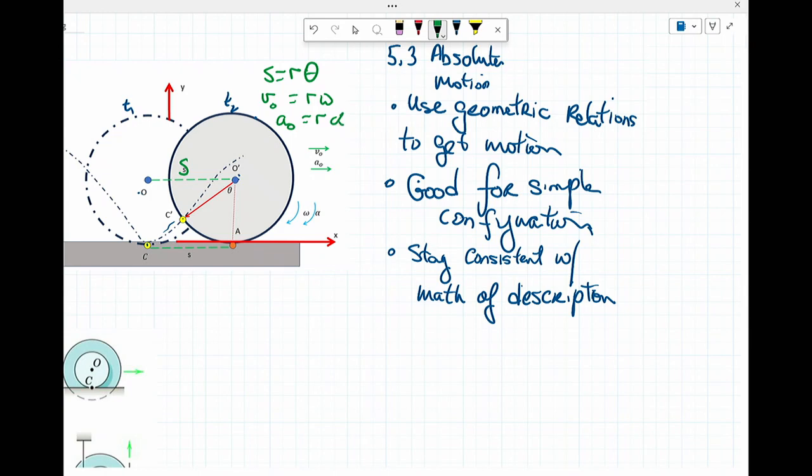If I take the derivatives of all of that, R is going to stay constant. So the derivative of S with respect to time is V, so V of naught is going to be R omega. If I take the derivative of that again, R is constant, and I end up with R alpha. Units are consistent. Everything works out reasonably well.